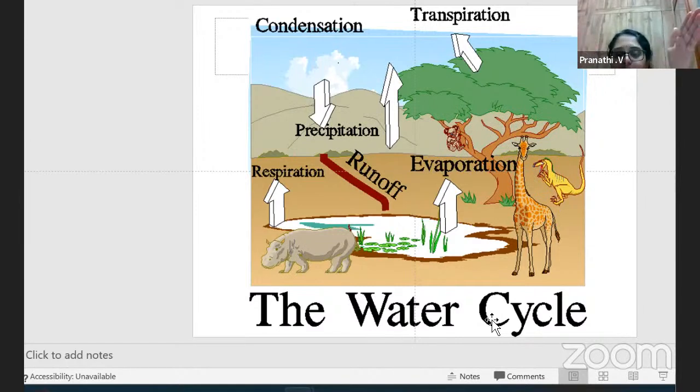So this whole water cycle involves a lot of exchange of energy, leading to different kinds of temperature changes. Evaporation of water involves energy transfer from the surroundings, and whenever there is evaporation, there is a cooling of the environment that is taking place.